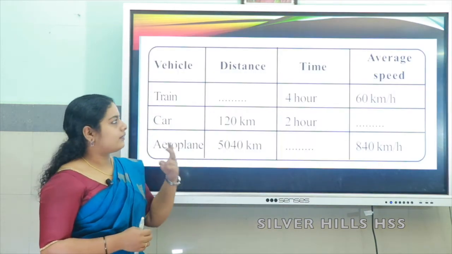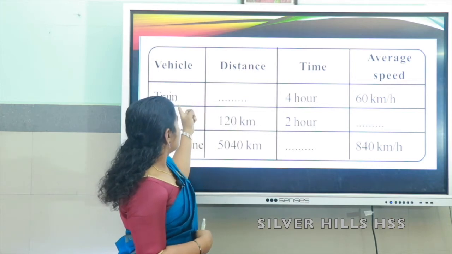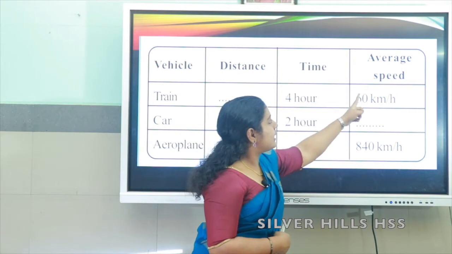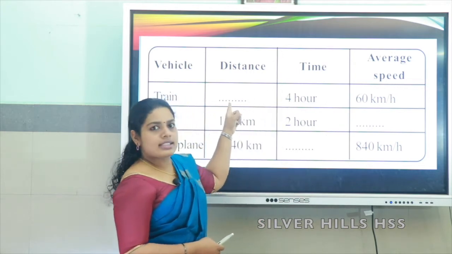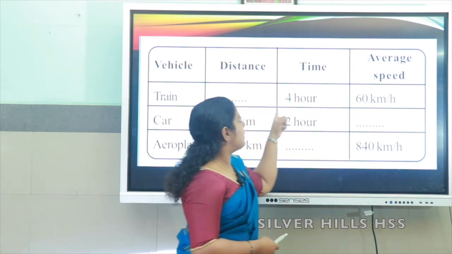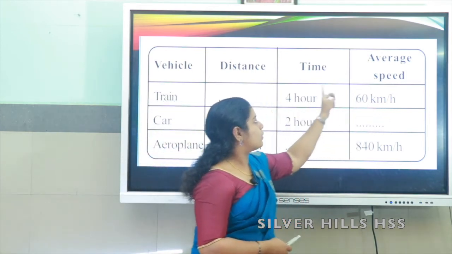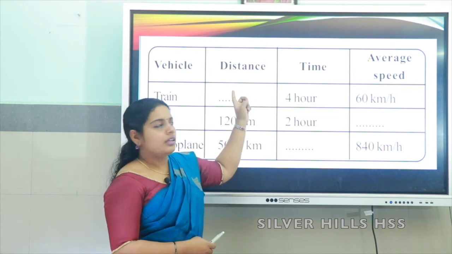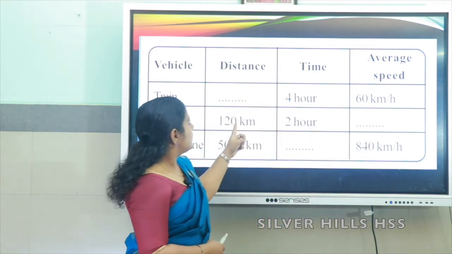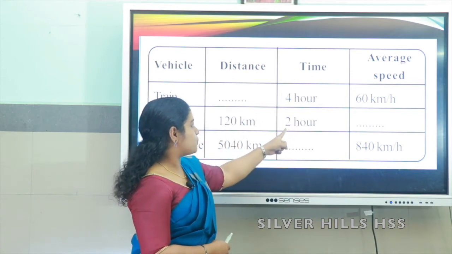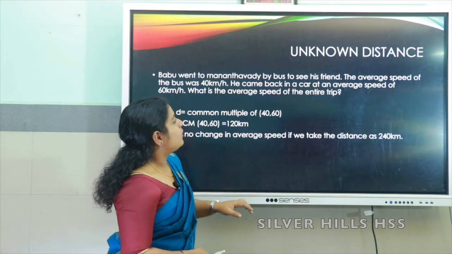Now, we said that if any two quantities are given, we can find the third quantity. Here in the first case, we have the time and the average speed of the train, and we know that distance is equal to speed into time. So 60 into 4 gives 240. Since the speed is in kilometer per hour, the distance should be expressed in kilometer, so 240 kilometer is the distance travelled by the train. Here we want to find the speed, so distance by time gives the speed. 120 by 2, that is 60 kilometer per hour, is the average speed, and similarly we can do the third one also.